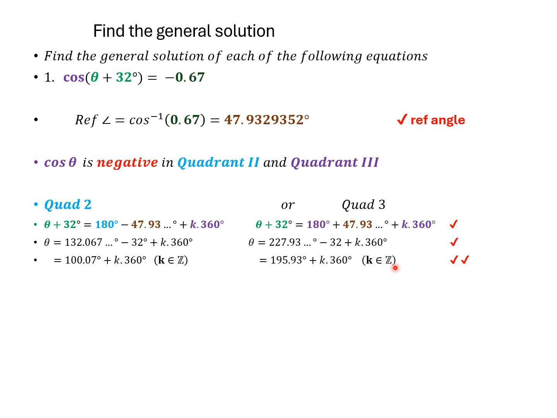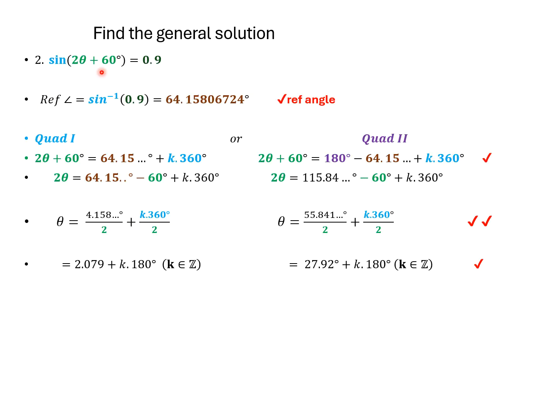All right, let's look at the second problem. Find the general solution of sine(2 theta + 60) equals 0,9. Again, I have sine on its own with its angle, so I can go straight and work out the reference angle, right? So shift sine 0,9 gives me 64,158 etc. degrees. So 1 mark for the reference angle.